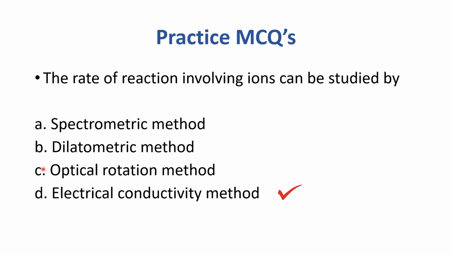अगर volume change होगा तो हम dilatometric method use करेंगे. अगर कोई सोल्यूशन लाइट को रोटेट कर रहा है तो फिर हम ऑप्टिकल रोटेशन मेथड यूज करेंगे और अगर कोई सोल्यूशन रेडिएशन एब्जॉर्ब करता है तो फिर हम स्पेक्ट्रोमेट्रिक मेथड यूज करेंगे. So this was all about the techniques. I hope you have understood this lecture very well, and thank you so much.